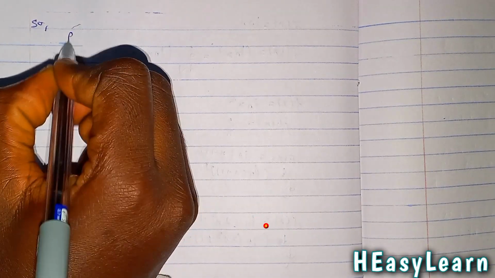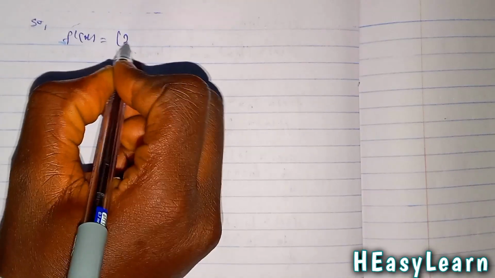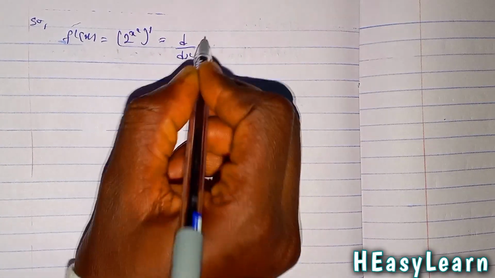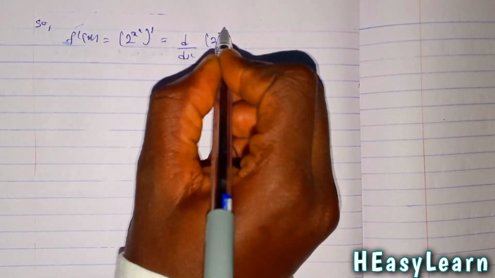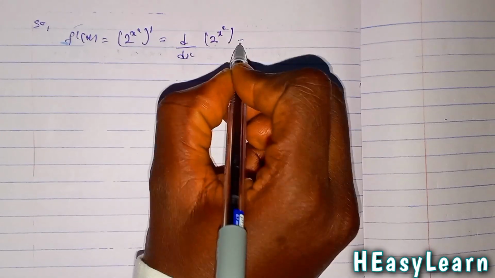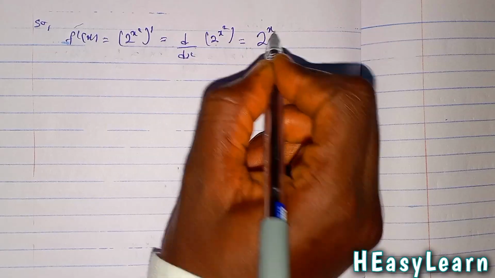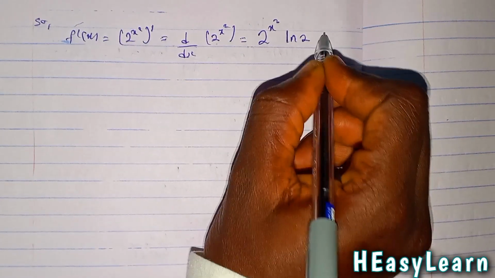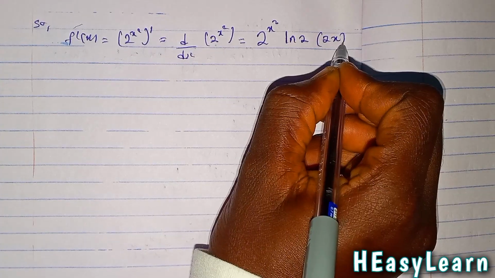So the derivative of the function 2 to the power of x squared is equal to d/dx of the function 2 to the power of x squared. Keep the function 2 to the power of x squared, ln 2, multiplied by the derivative of the power.